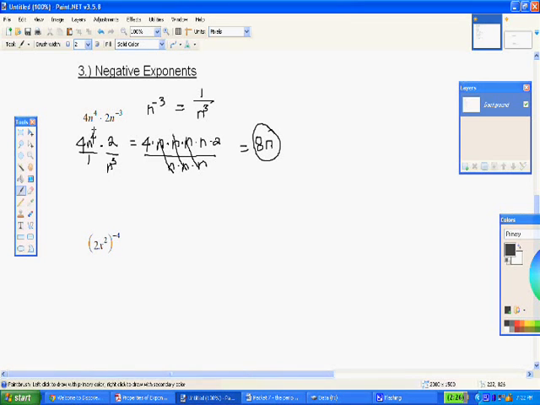Remember, if you wanted to do the shortcut though, you could have taken the exponent on the top and the exponent on the bottom, subtracted them, and gotten 4n to the first power times 2 over 1, which is the same thing as saying 8 over n.